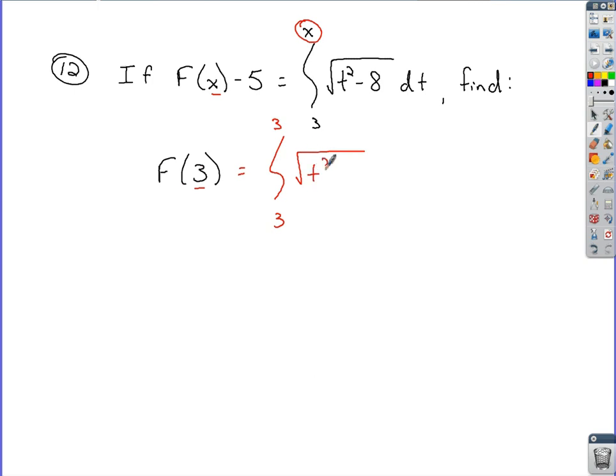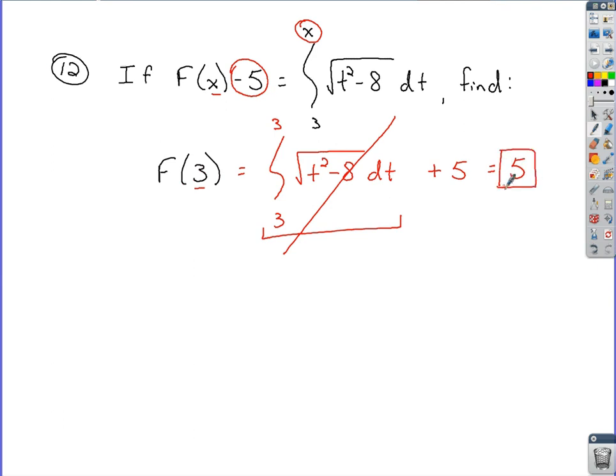I'll spell out the rest of this here. Since that interval does not change, remember all of this just goes to 0 because the area beneath that curve on that interval would be 0. The tricky part is this minus 5. Remember, I'm just plugging in 3 for x, so really this minus 5 I'd be moving over, adding it to the other side. So if all of this becomes 0, just adding on 5, f of 3 is going to be 5.